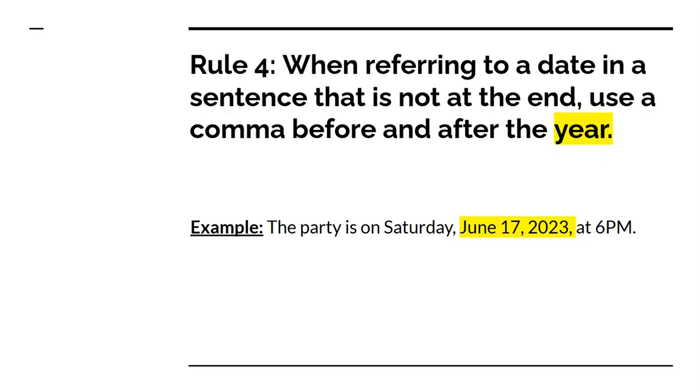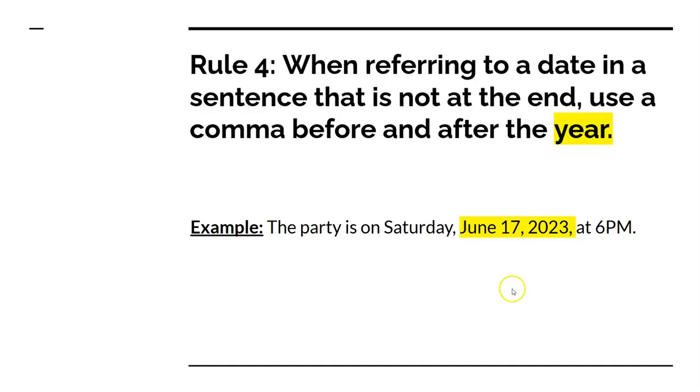It tells us that if we are referring to a date in a sentence, and that date is not at the end of the sentence, we need to make sure we have a comma before the year and after the year. So for example, the party is on Saturday, June 17th, 2023 at 6 p.m. If we look, this kind of reminds me of rule number 1 because we have a date where we have the month, the day, and the year. But rule number 4 tells us that if this date is not at the end of the sentence, we also need to add a comma after the year, right? So rule number 1 said, if we have month, day, year, we put a comma between the day and the year.